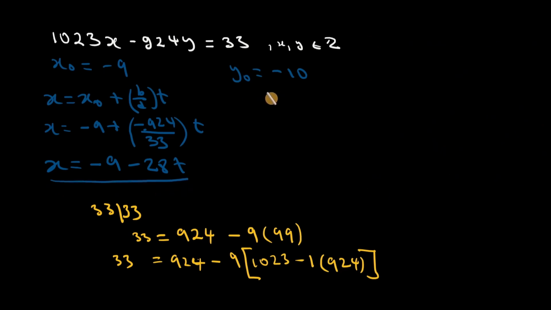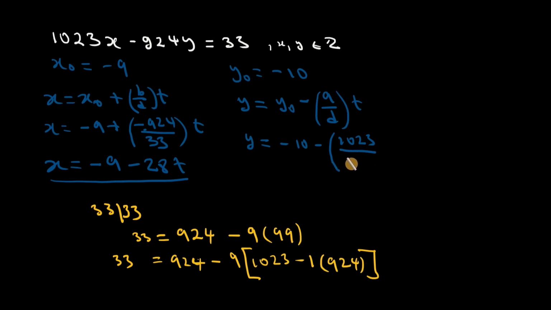The general solution here can be given as y is equal to y naught minus a over d times t. That is, y is equal to minus 10 minus a, which is 1023, divided by d, which was 33, times t. 1023 divided by 33 is 31. So y is equal to negative 10 minus 31t is another general solution for this equation.